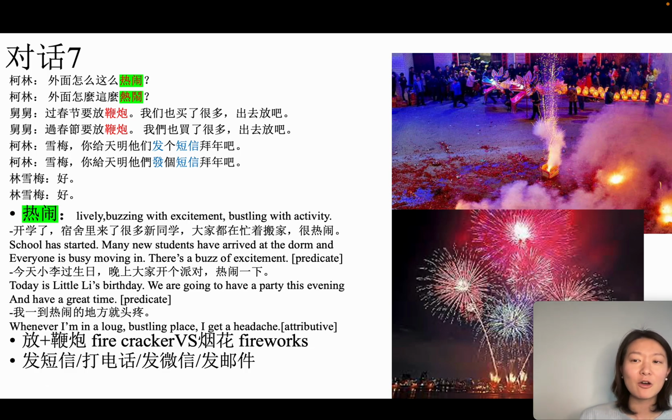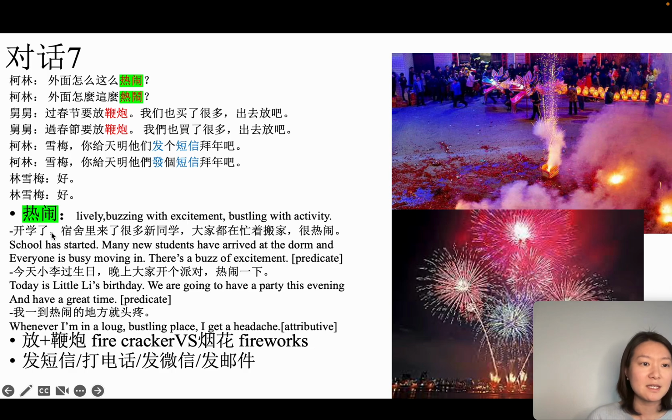So outside of their apartment, 怎么 means how come, why? 这么热闹, so vivid, so lively. 热闹 is the important vocabulary in this lesson. It means lively, buzzing with excitement, or bustling with activity. It can function as a predicate or attributive.